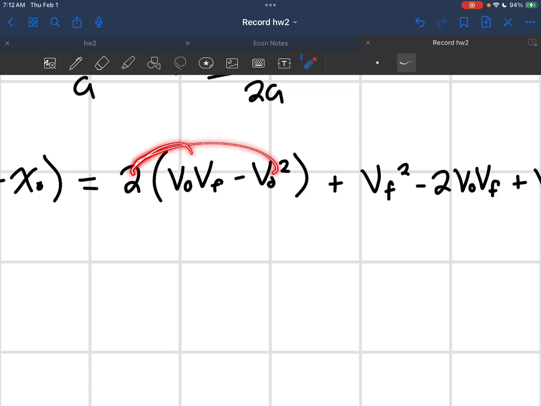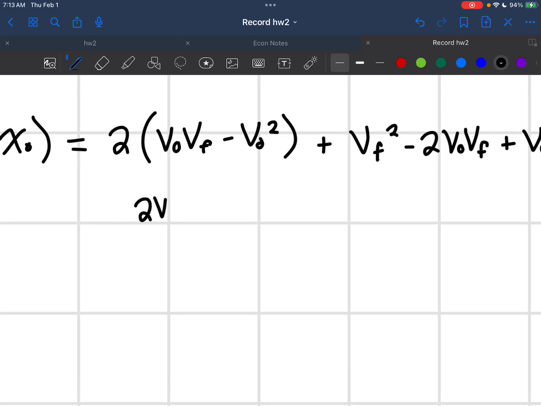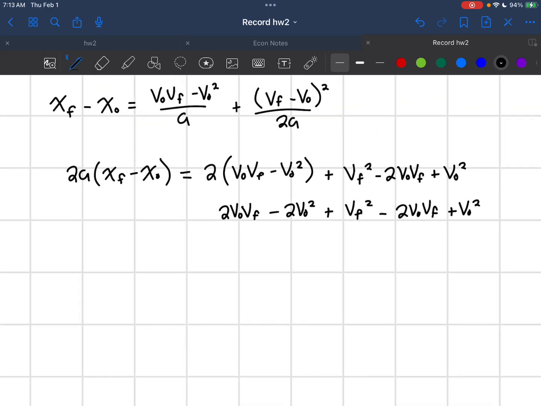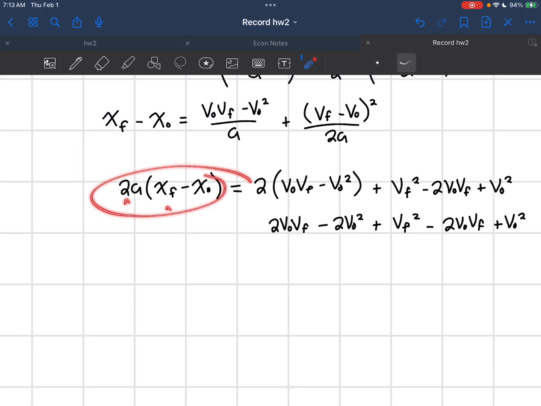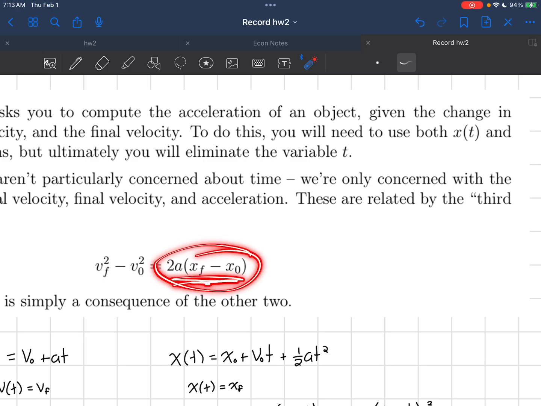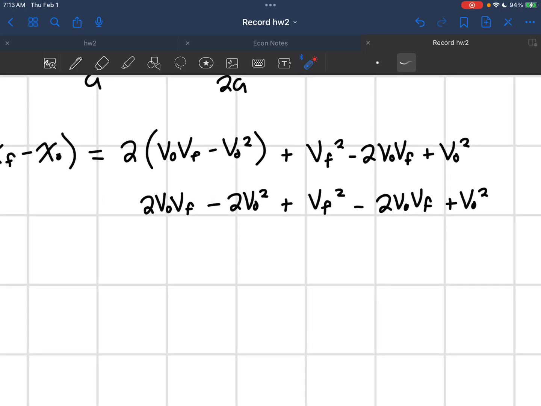Now I want to distribute that 2 over to my other terms. So I'll get 2 v naught vf minus 2 v naught squared. And then I would just carry through the rest of my equation. Now, this side, 2a times (xf minus x naught), already looks like the half of the equation that I want to see. So all that's left to do is simplify this side of the equation into what we wanted to see.